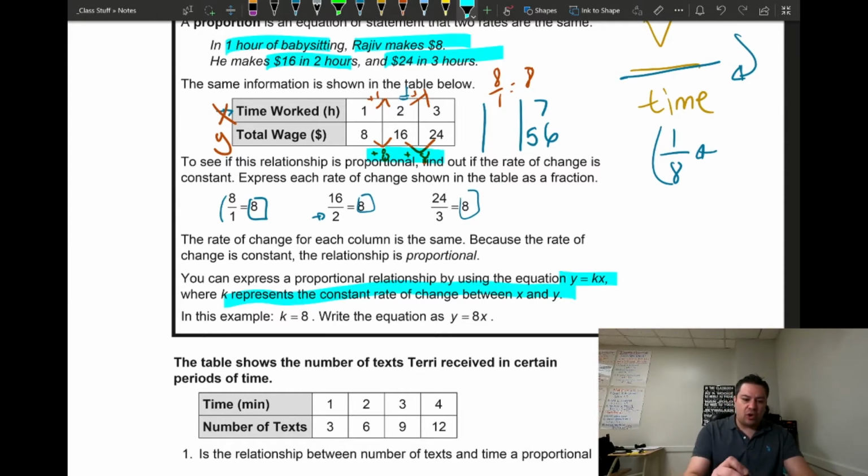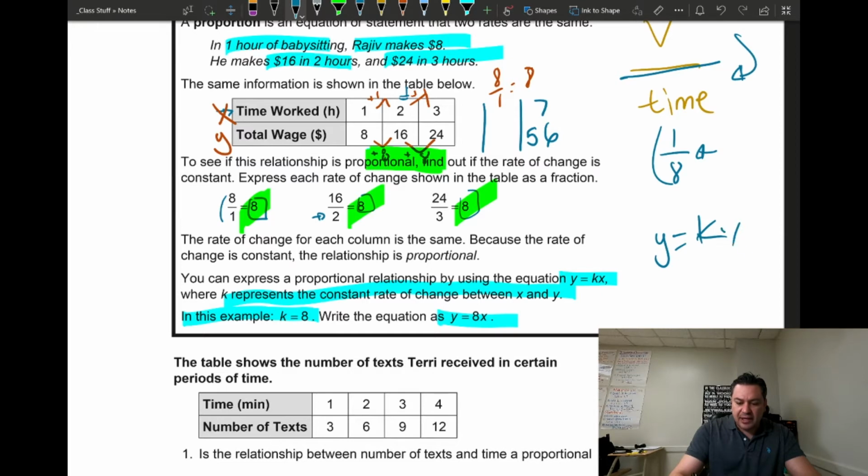Before we go over there, let's look at this. In this example, k equals 8, and we write the equation as y equals 8x. Now look at this right here. We found k to be 8. So the equation is y equals kx. Once you find k, all you gotta do is put that number in that equation, and the other two stay the same. So we found k to be 8, so all you gotta do is y equals 8x, and that's the formula, and you're done.